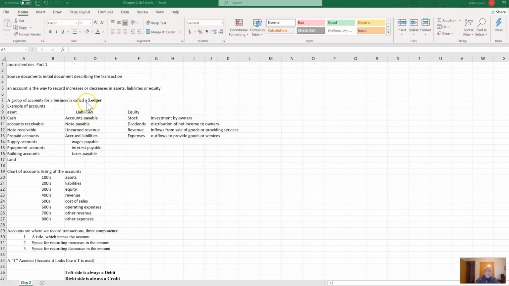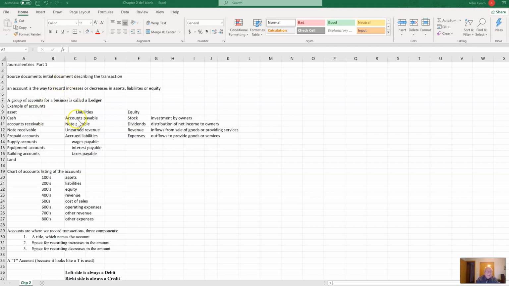And they're labeled into three things. An asset, and we talked earlier what an asset was. Remember, basically an asset is anything that you can physically touch or have control over. Some examples of assets would be cash, accounts receivable, notes receivable, prepaid accounts such as prepaid insurance, prepaid rent, supplies, equipment accounts, building accounts, land. You could have vehicles in there, but those are all assets. You notice those are things you can physically touch or have control over.